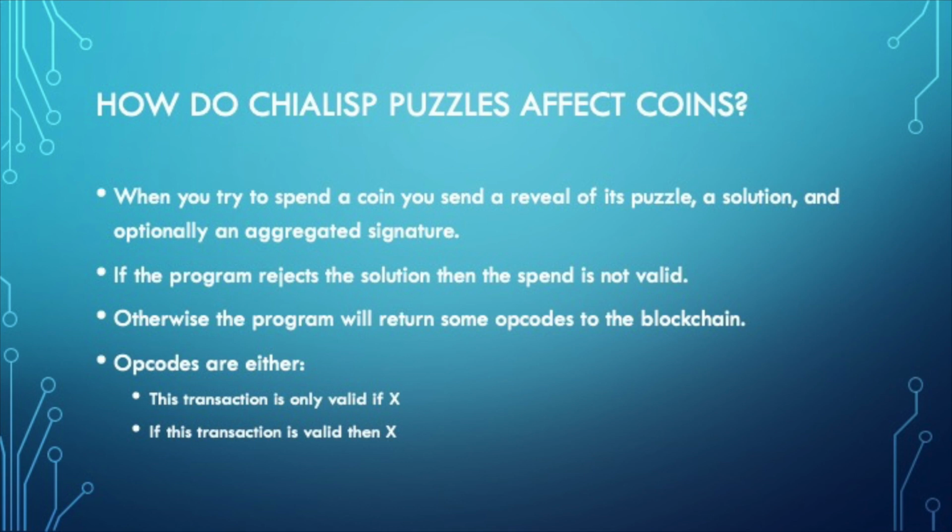So remember that the puzzle is locked up in a hash, so we reveal the full puzzle source code and then attach a solution, which in the example I just gave would be 100. We can also include a signature as well if we'd like. We have defined opcodes that allow a ChiaLisp program that doesn't fail to communicate with the blockchain. These opcodes are either "this transaction is only valid if X", or "if this transaction is valid, then do X".